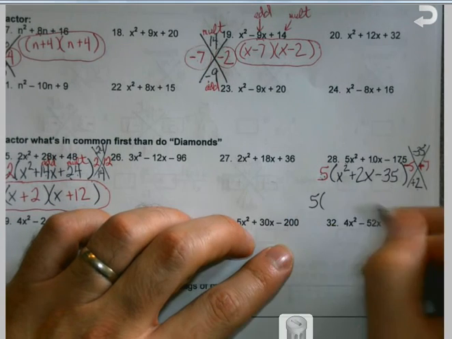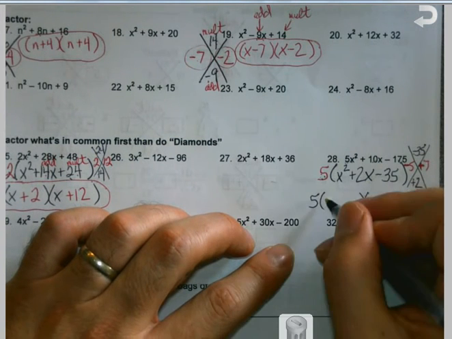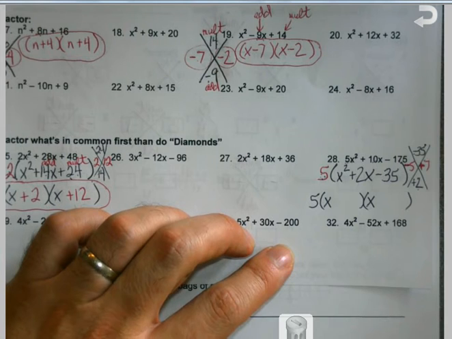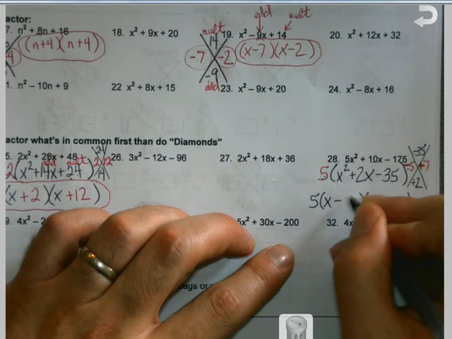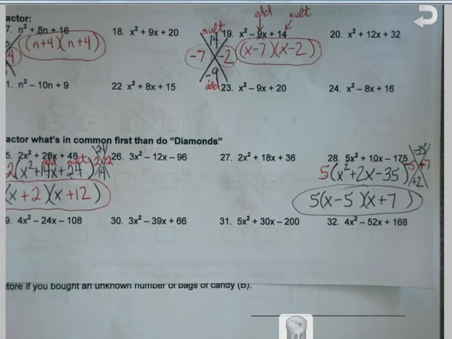Leave my 5. Now my parentheses become 2 sets. My variable is x, so I put that first. And then I just copy my 2 values, my negative 5 and my positive 7 in either order. And I'm off and running. So that's kind of our deal with those.